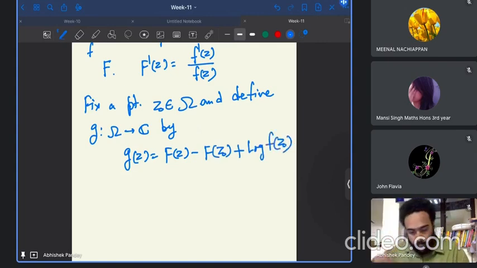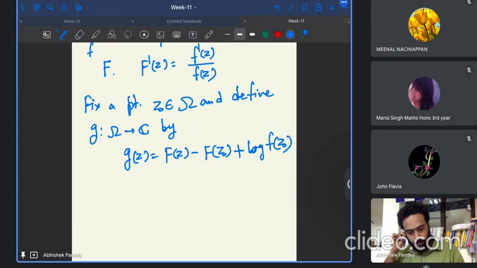Okay, so here this log, capital log, is a principal branch of the log, so this will give the unique value. So there is no problem with that one. And because we are calculating at a single point f of z naught, there is no problem. So we'll define g like this. Obviously g is also a primitive of f dash by f, isn't it?